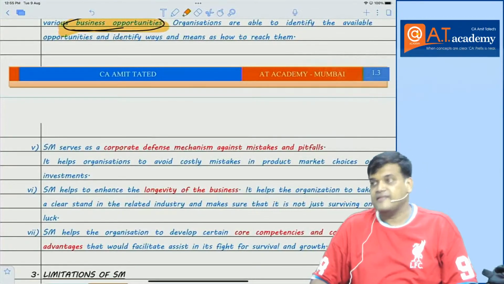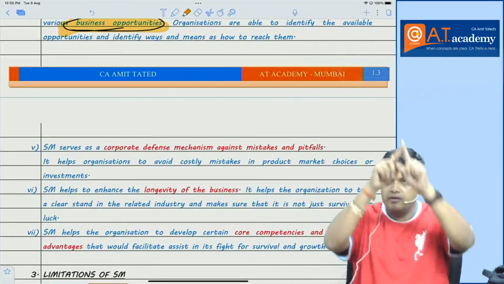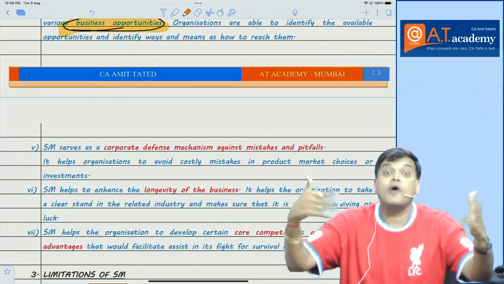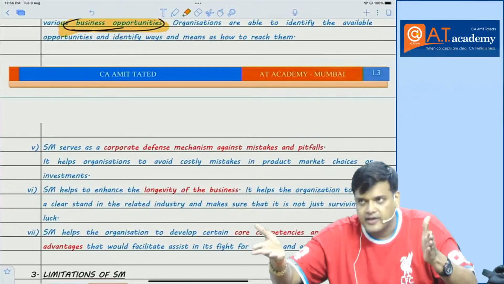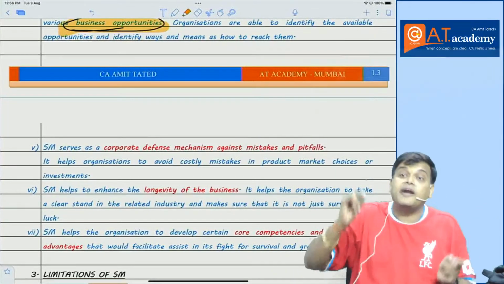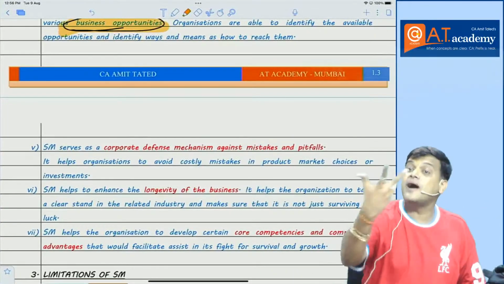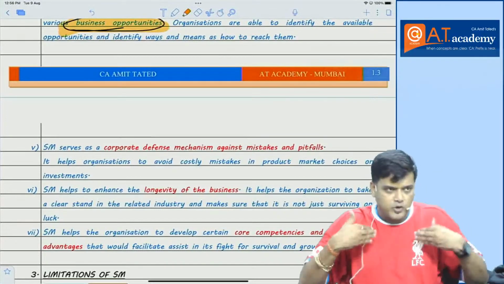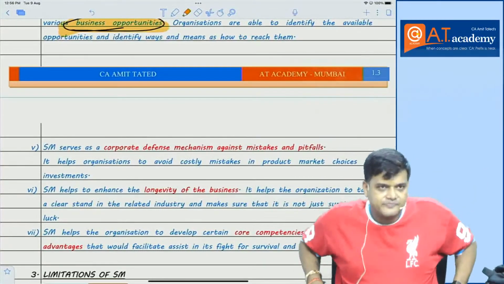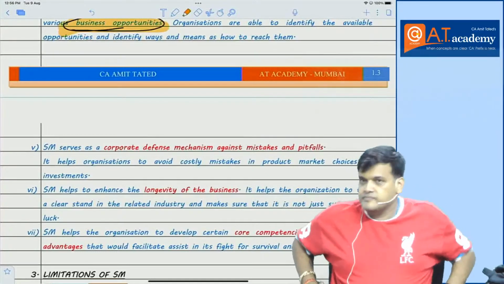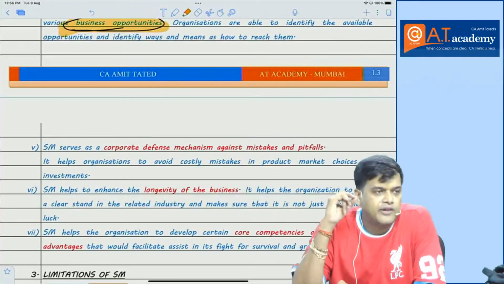What are the advantages of SM? How many advantages are there? Seven. First, direction, framework, proactive. After that, face the future opportunity. Next point, corporate defense mechanism. The business will run long, longevity, and something of mine will develop: core competency and competitive advantage. Everybody clear? Okay, what is the meaning of core competency?